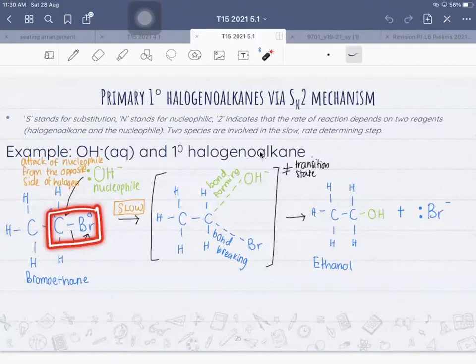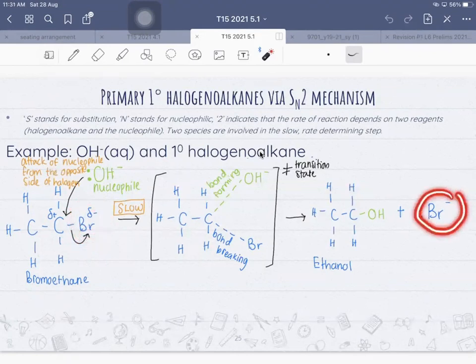When this bond breaks, the electrons in the bond will have to go somewhere, and nicely enough, these electrons can go to the more electronegative element, which is bromine. When bromine owns the electron pair, it then becomes a lone pair. So bromine goes from slightly negative to fully negative, a full negative charge.